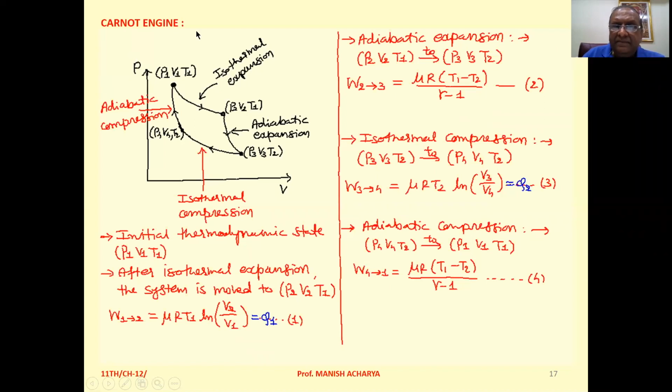Carnot engine. We discussed the efficiency of a heat engine, which comes to eta equal to 1 minus Q2 by Q1. This suggests that the efficiency of the engine is less than 1, which implies that it is less than 100%. So after that, many scientists worked in that direction to attain 100% efficiency of a heat engine.